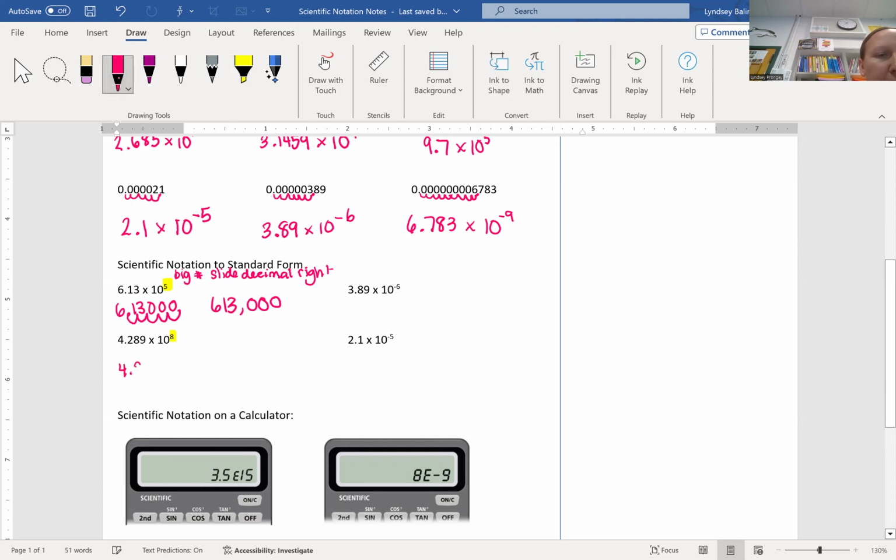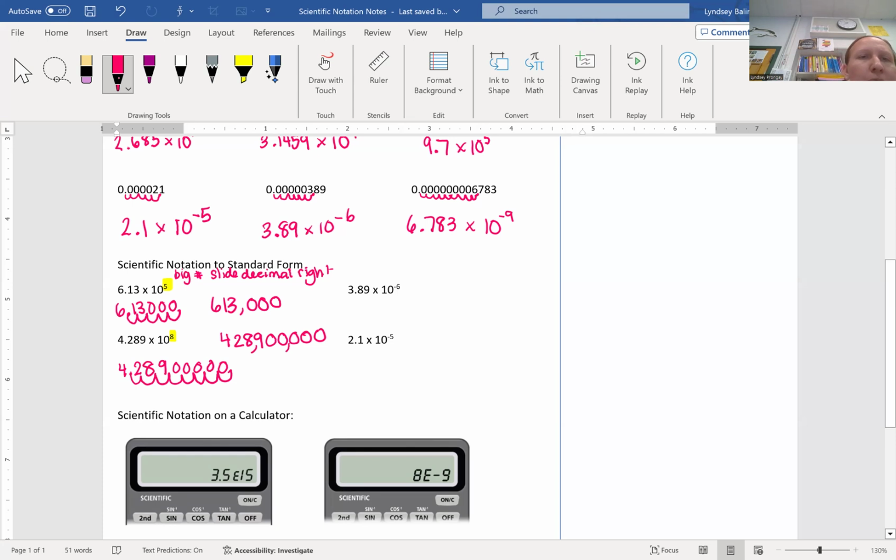This is also a positive exponent, so it's going to be a big number. So I'm going to rewrite my decimal 4.289, but now I'm moving it 8 spots to the right. So 1, 2, 3, 4, 5, 6, 7, 8, and I'm filling those in with zeros. So this is going to be 428900000. And to make life easier for whoever is reading it, I'm going to put in those commas every third digit from the back so I can see what number this is. So this was really 428,900,000.